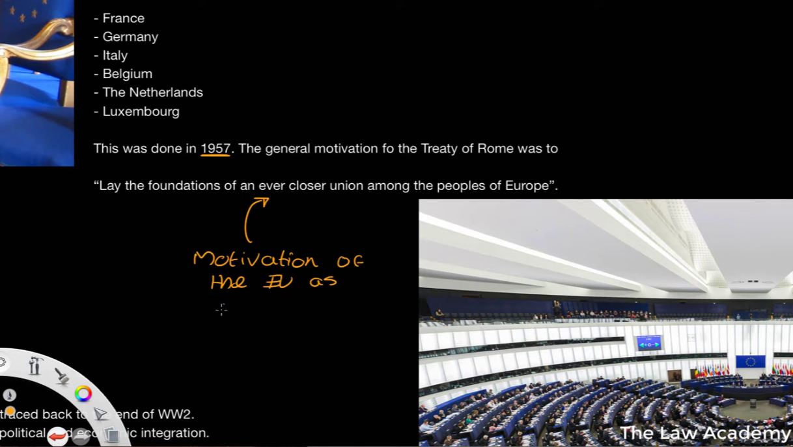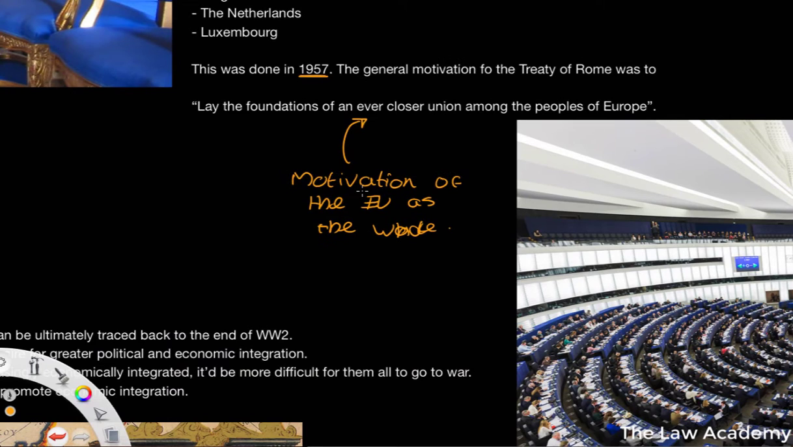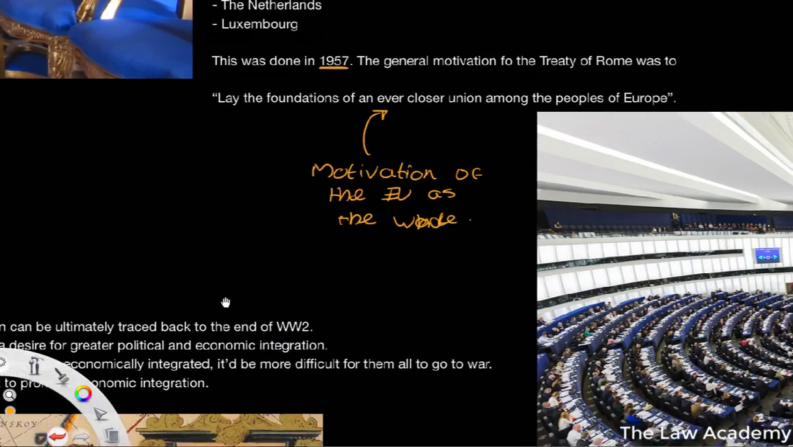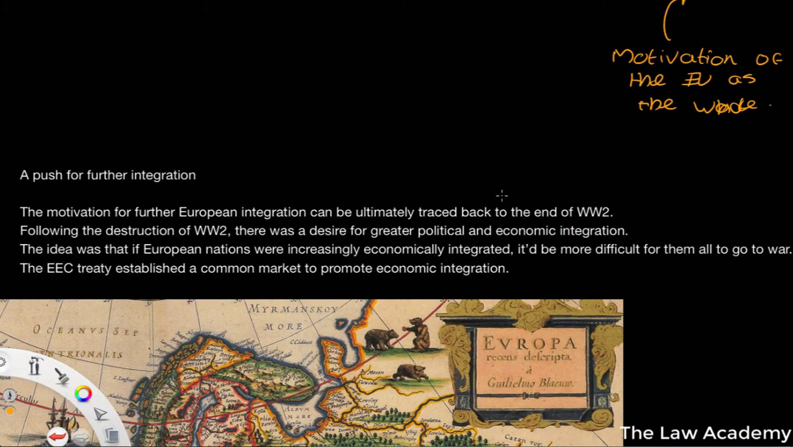So when we start to look at the historical origins of the European Union and its development through the years, keep in the back of your mind the concept of ever closer union among the peoples of Europe, the concept of European integration. This is really what a lot of the key features of the European Union are trying to achieve: further integration of member states in Europe.